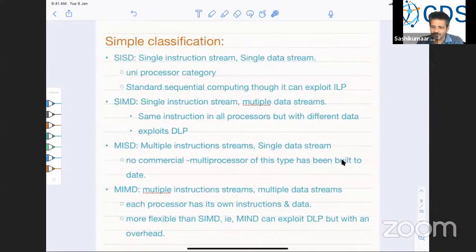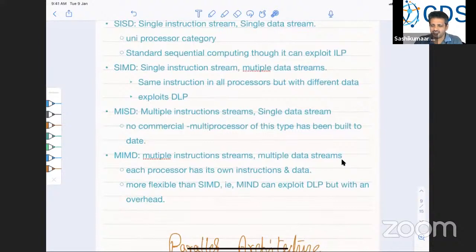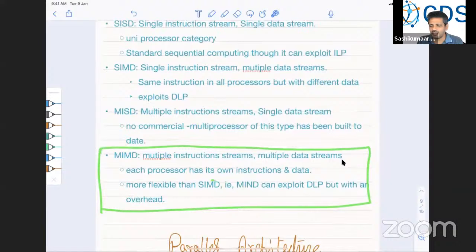And then, for the completeness of the concept, there is multiple instruction, single data, but that is very unlikely. Why would you want to do so? Because we are talking about scientific computing. In scientific computing, unless you change the data boundary conditions, you will not get different results. This is almost a null and void case, of no use. But what is important here is multiple instruction, multiple data.